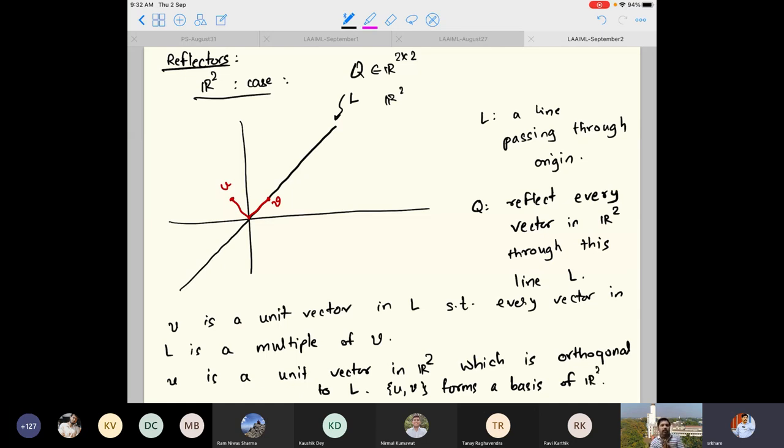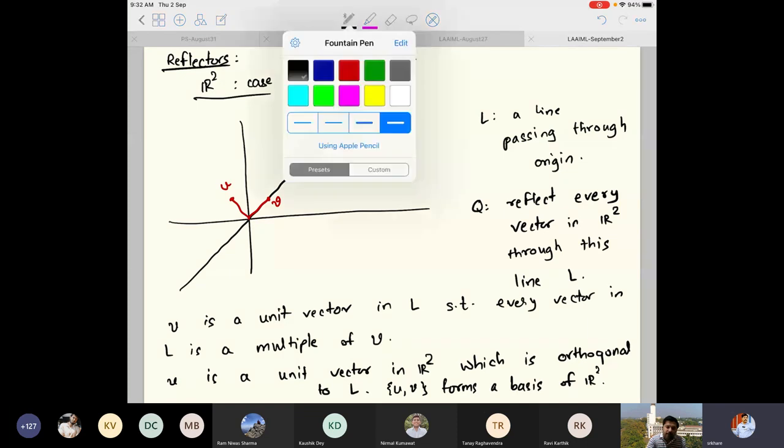Now you tell me what I will do. If I have a basis and I have a linear transformation, then what should I do? I should explain the action of the linear transformation only on these basis vectors. Because if I understand how this transformation acts on basis vectors, then I know how it acts on all the vectors in R2, because any other vector in R2 is basically a linear combination of U and V. Is that right? So first tell me what happens to V.